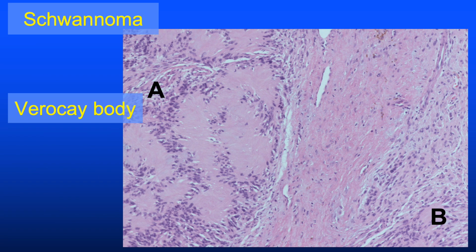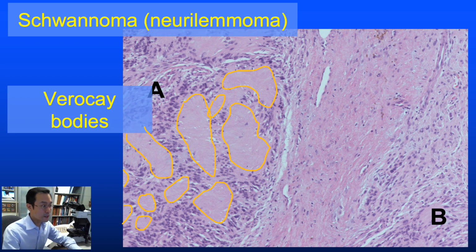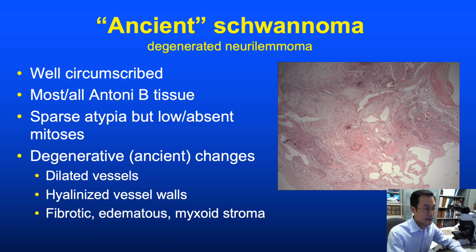Higher magnification shows the distinctive palisaded arrangement of the spindle cells in Antoni A, the Verocay body being the space between them. And they usually seem to be quite sociable, usually hanging out in groups, even sometimes sharing the same palisade. Now, the ancient or degenerative changes that were so mundane in the Morton's neuroma can contribute to a significant amount of diagnostic challenge when superimposed on a schwannoma, so-called ancient or degenerated schwannoma.